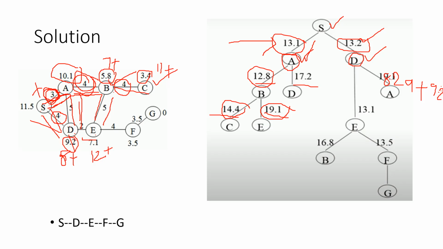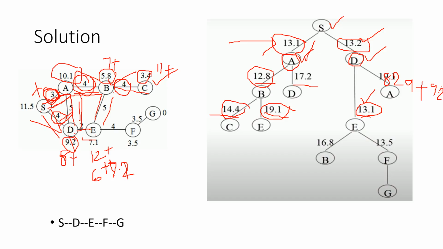Then from D to E, if we are expanding E, S to D is 4, then D to E is 2, so it is 6. So for E, we have 6 plus the heuristic of E, which is given as 7.1. So it will be 13.1. So compare these two, and this will be lower. Then we are expanding E.